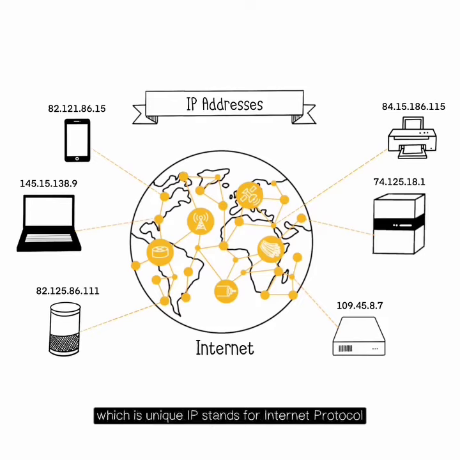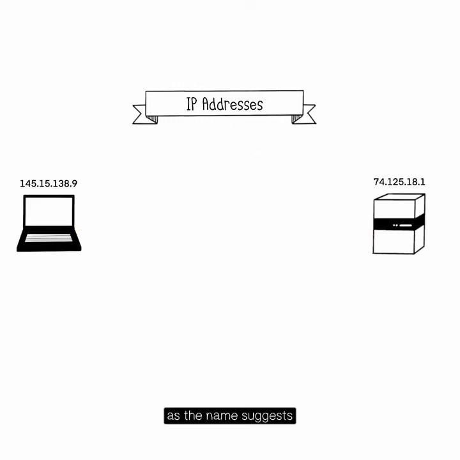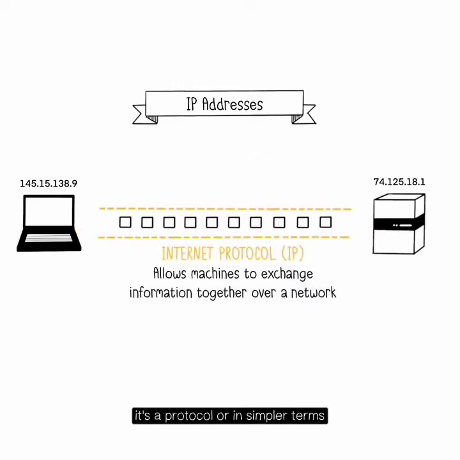IP stands for Internet Protocol. As the name suggests, it's a protocol, or in simpler terms, a communication language that allows computers to exchange information on a computer network. Thus, on the internet, computers communicate with each other through a set of protocols, including the Internet Protocol. Note that the IP protocol is used on the internet, but not exclusively.